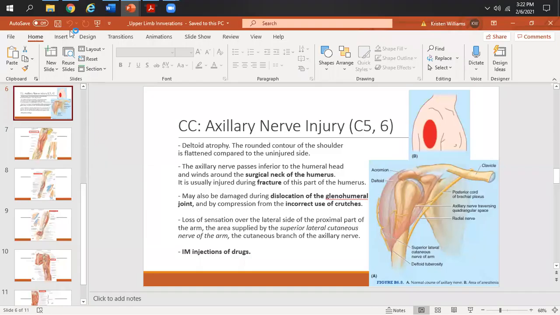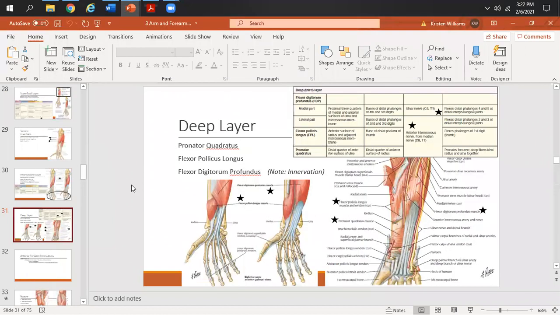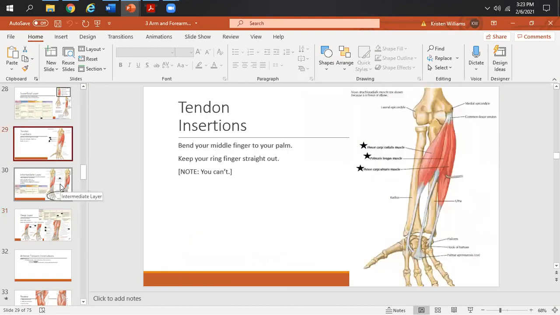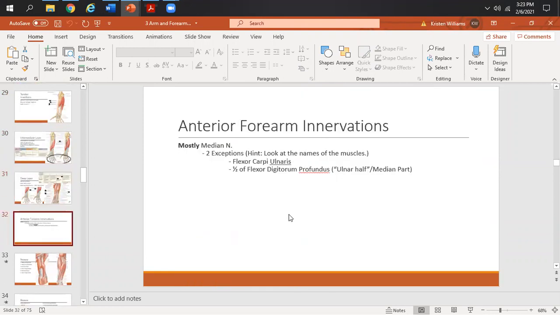Median nerve has a lot of muscles that it innervates. When I was learning it, the anterior compartment of the forearm is mostly median except for 1.5 muscles. The half is the ulnar half of flexor digitorum profundus. And the 1 is the muscle that actually has ulnar in the name, which is flexor carpi ulnaris. This one's innervated by ulnar nerve. But everything else in the anterior forearm is median nerve.